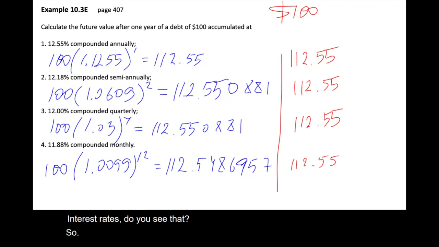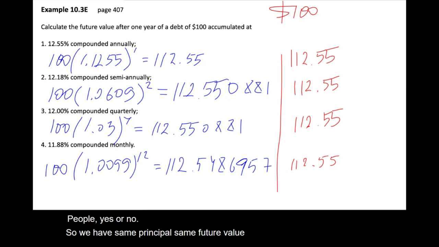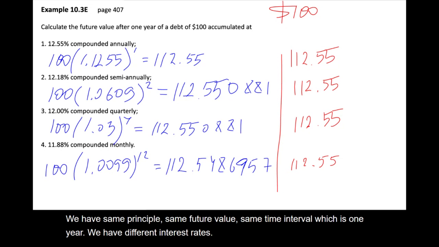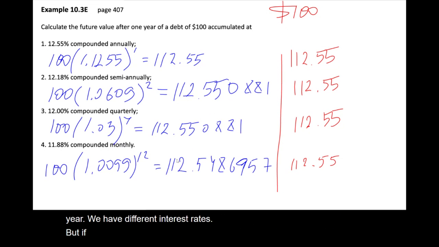So people, yes or no? So we have the same principal, same future value, same time interval, which is 1 year. We have different interest rates. But if you invest $1,000, right, the last one will be what? Different, right? You see that?